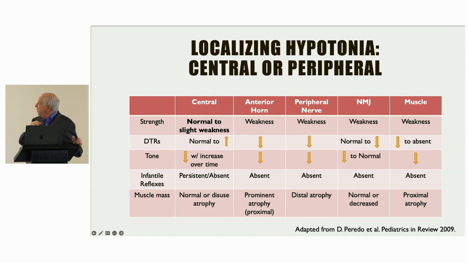Okay. Based on all this information, then, we can begin to localize, is this a peripheral or a central problem? And the big thing is, with central problems, strength is generally normal. Okay, and that's a key point. So if you have a baby with a sleep disturbance, with language delay, whose strength is normal, this is not likely to be a muscle problem.